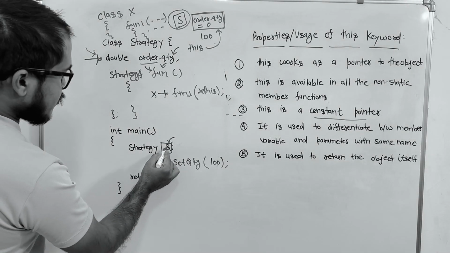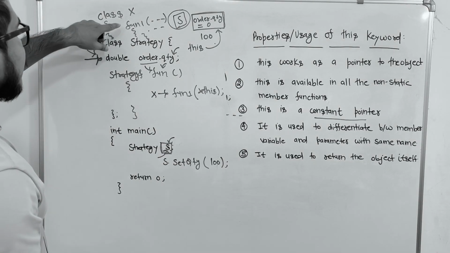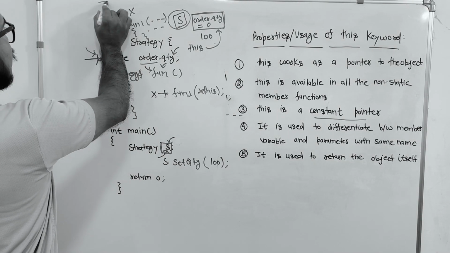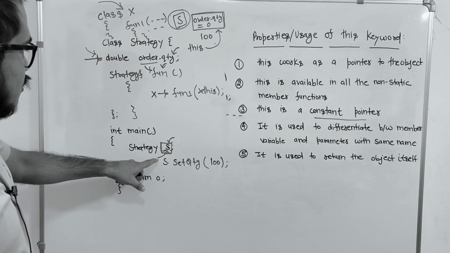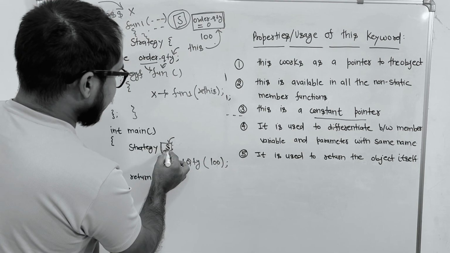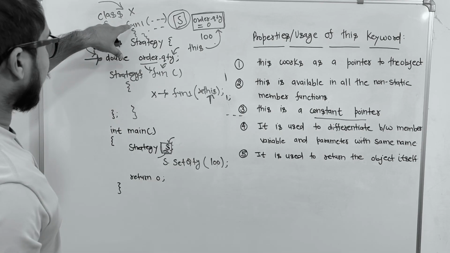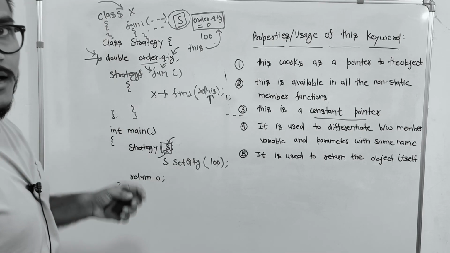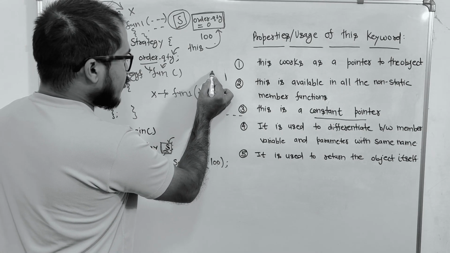Trying to access this particular object S inside a function which is belonging to a completely different class. So this is how I can pass this particular object to any function which belongs to any other class. So this is one of the very important use cases of this.